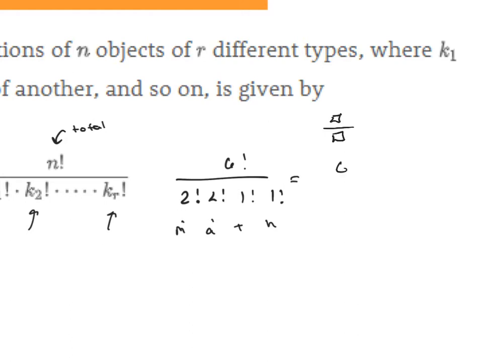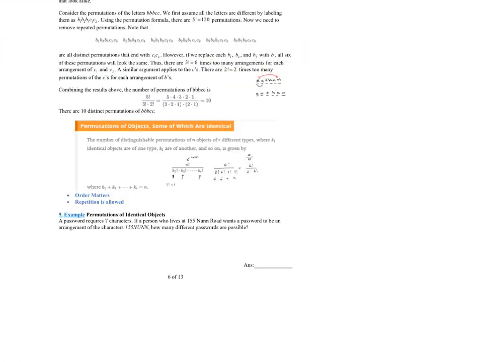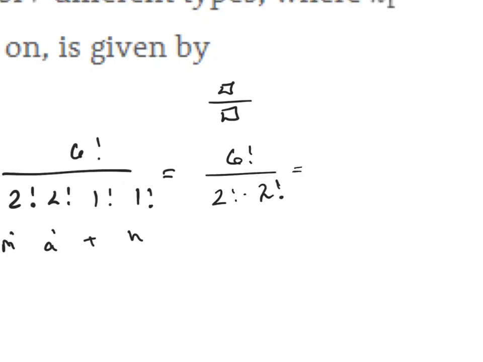So what am I putting in my calculator? I'm putting 6 factorial over 2 factorial times 2 factorial. I don't need to put the 1 factorials because I know those are just 1s. When I do that, let's see what I get. When I put this in my calculator, I'm getting 180 total distinct ways of rearranging the letters in my name, Nathan.